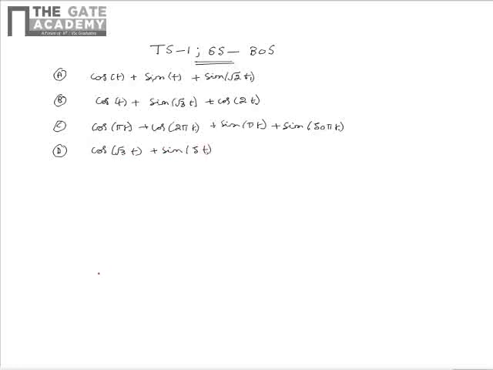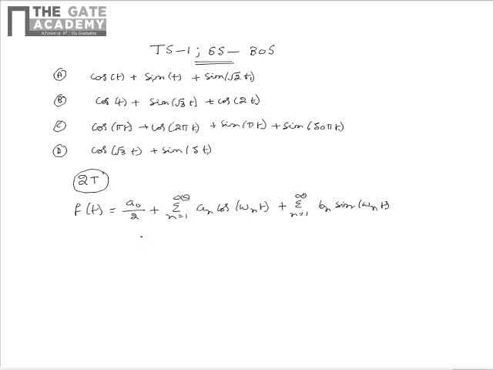We know that from the alternate Fourier series expansion of a periodic signal, which is periodic with a period of 2T, the Fourier series expansion looks like f of t is equal to a0 by 2 plus sigma n equal to 1 to infinity an cos omega nt plus sigma n equal to 1 to infinity bn sin omega nt. Please note that here omega n is equal to 2n pi divided by 2T, that is equal to n pi by T.